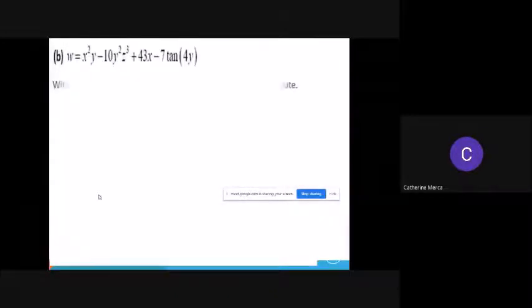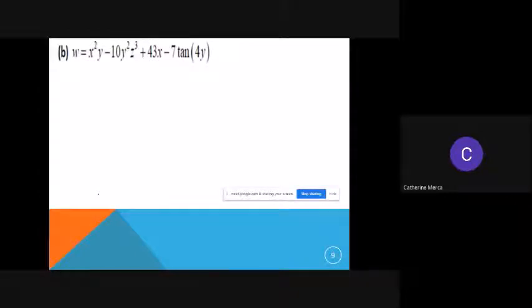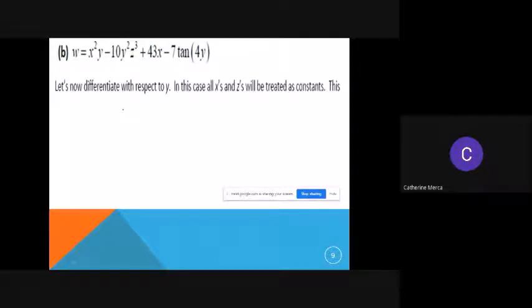Next, let's go to this one. This time, let's take a look with respect to y. With respect to y, this one will be 0. Correct? It's a constant. The derivative of this is not 0 since it has y. So what will be the derivative with respect to y?